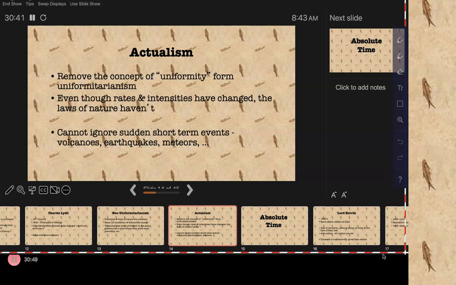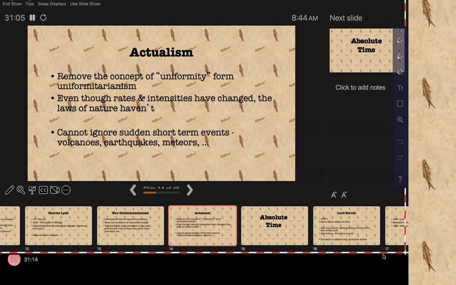Usually when we think of the catastrophes, we think of the critters and the plants. But we could certainly talk about some that changed the landscape as well. So, actualism.